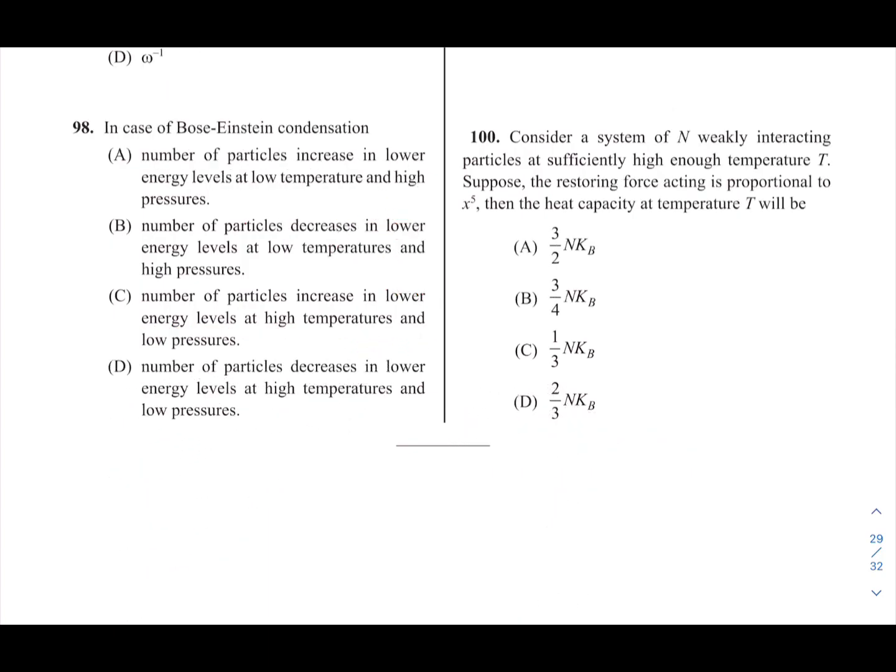Problem number 98. In case of Bose-Einstein condensation, the number of particles increases in lower energy levels at low energy and high pressure. So option A is the correct answer.